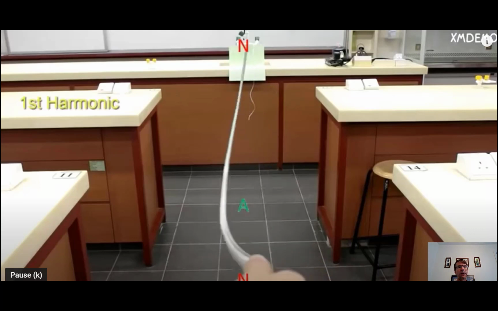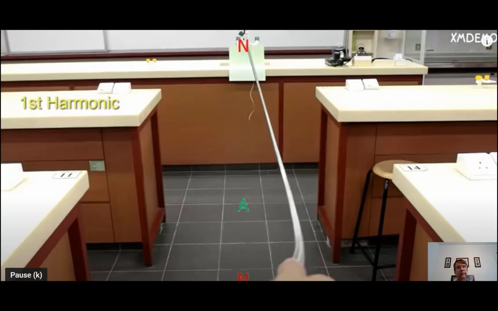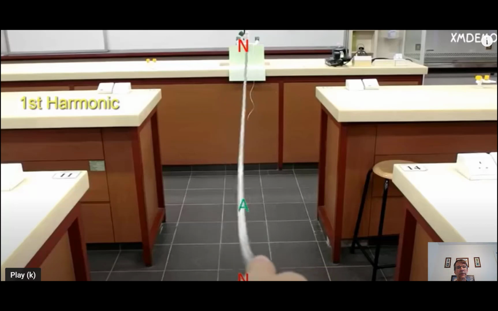This is what they call the first harmonic. I'm going to freeze it here for a second. I'm going to stop it. Okay, so I stopped it. So bottom line is this end down here at the very end is a fixed end. It's called a node. That's not moving at all.